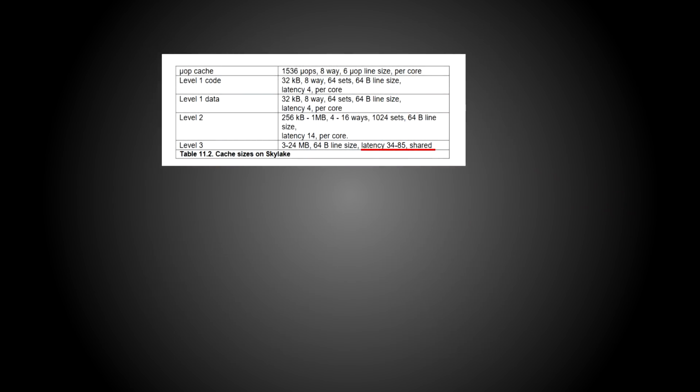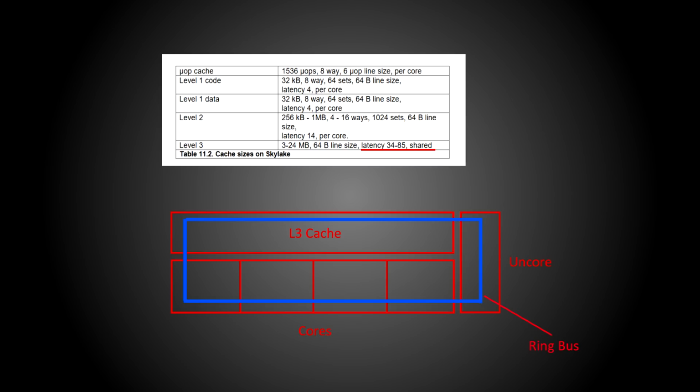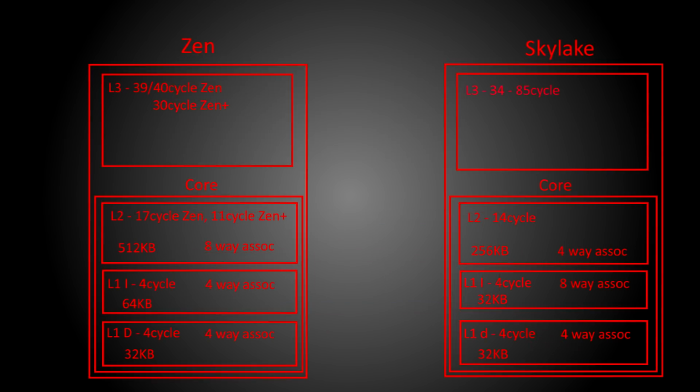This is against the 34 to 85 cycle latency of the Skylake architecture as found out by Dr. Fog. Looking at the graph by Anandtech, the particular core that was tested was found to be 36 cycles away, confirming Dr. Fog's results. The reason for the large access time variation on the L3 cache for Skylake is that the Skylake architecture operates on a ring bus, meaning that not all cores are the same distance from the L3 cache. Therefore, the closest core was found to be 34 cycles away, and the farthest being 85 cycles.